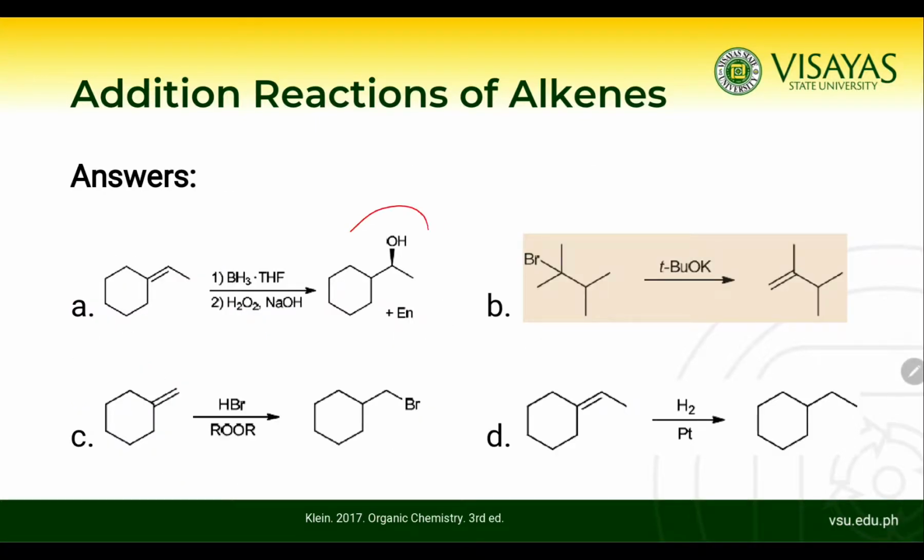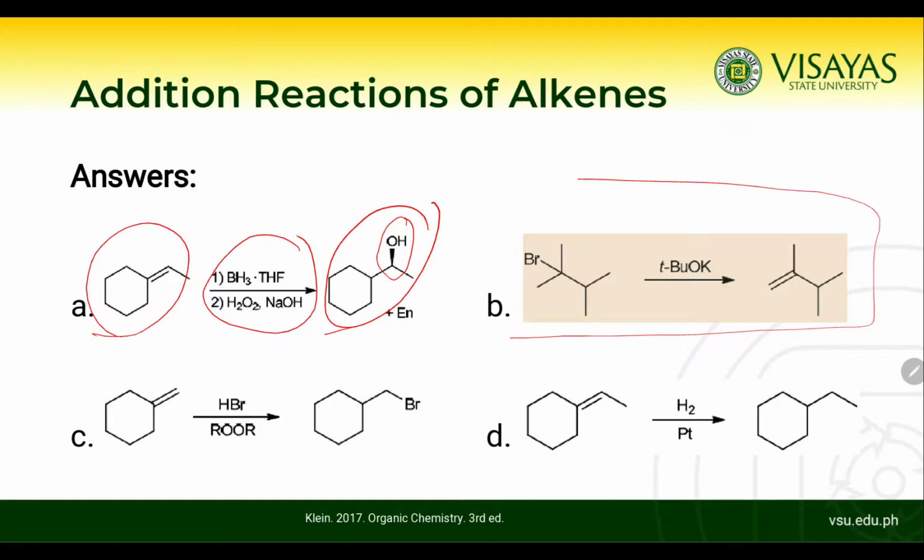So, this is the product. And this is the reactant. So here, we can see that the OH is bonded to the less substituted carbon. So that means we use the hydroboration oxidation reagent to form this product. Letter B, by the way, is an elimination reaction. This is the formation of alkenes, which we haven't discussed yet. So it is for the next topic, together with the substitution reaction. So we will discuss elimination and substitution reactions. So letter B will be later.